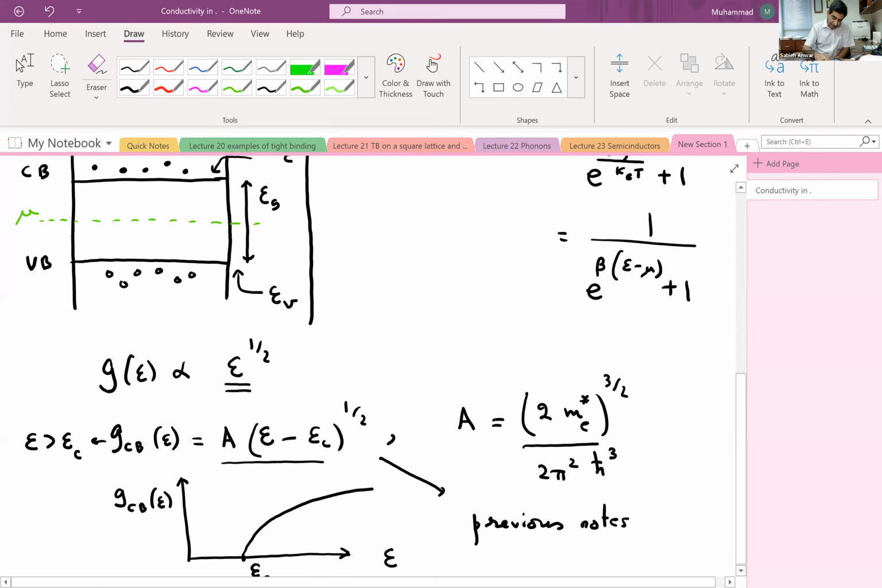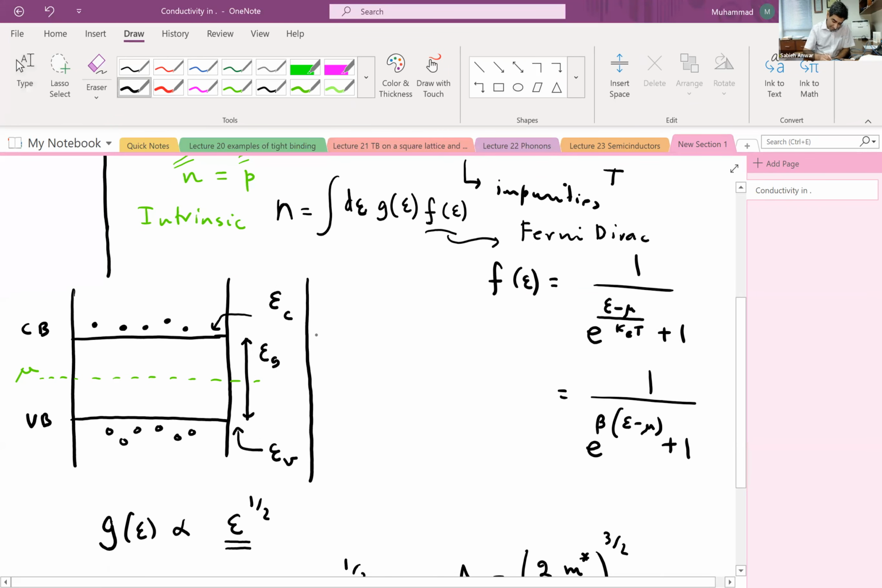All right, so now what I would like to do is, if I were to plot g(E), so if this is my energy axis, this is what the density of states looks like for the electrons. Likewise, for the holes, what I would have is a density of states that goes in the opposite direction like this. And this density of states will be proportional to the square root of (E_V minus E).